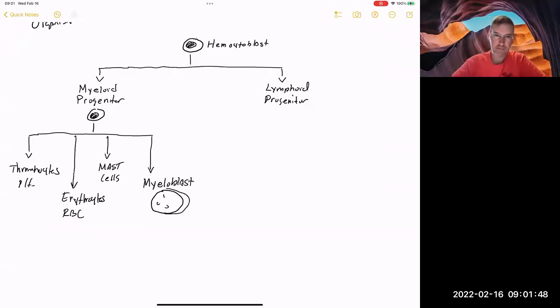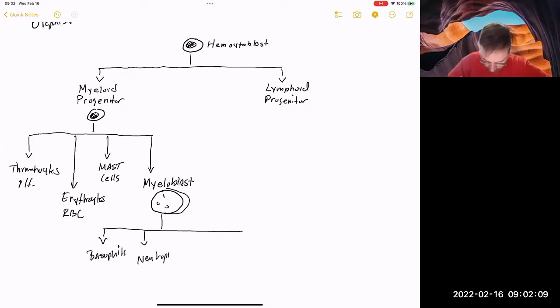Looks something like that. And then the myeloblast cells further differentiate into other subcell types, into some major white blood cell types: your basophils, your neutrophils, your eosinophils, and your monocytes. And there's further subdivision from there as well.